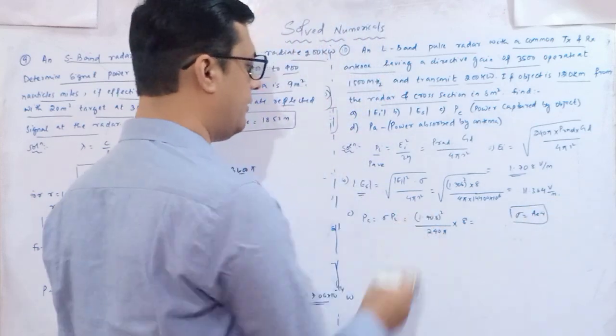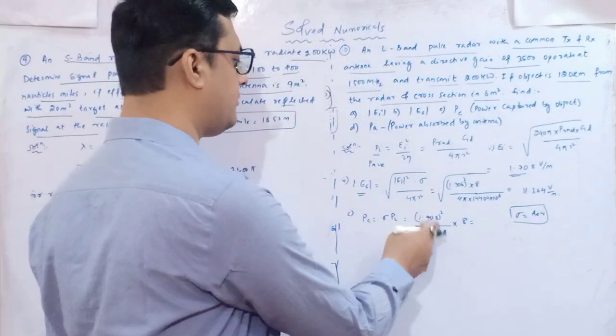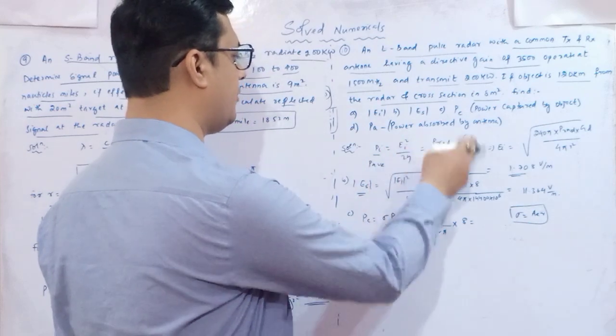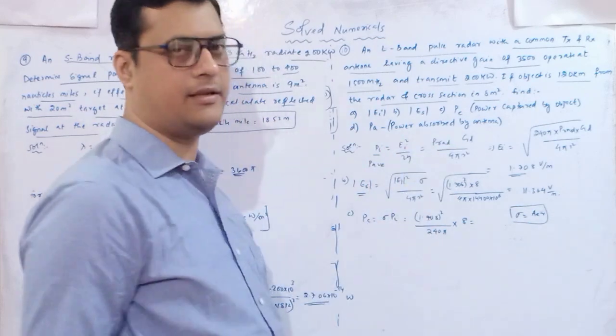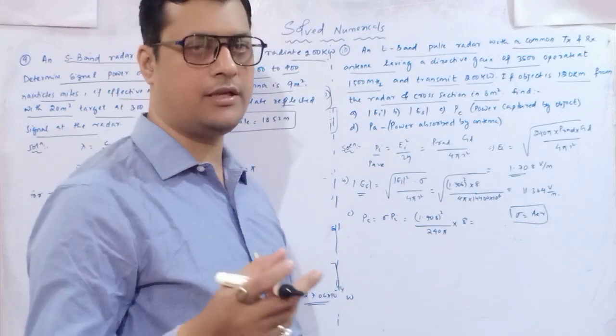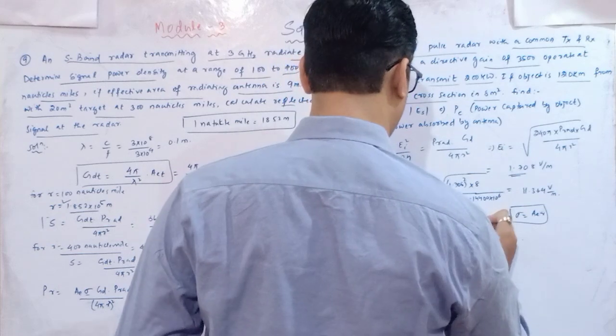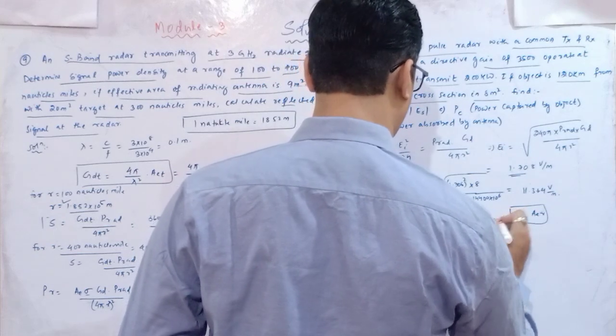Okay, and what is 120? It is EI square divided by 2 eta. So here you can see EI is how much? This is whole relation. So it is 1.708 whole square divided by 2 eta means 240 pi. If you solve this, your captured power will become 30.95 watt.